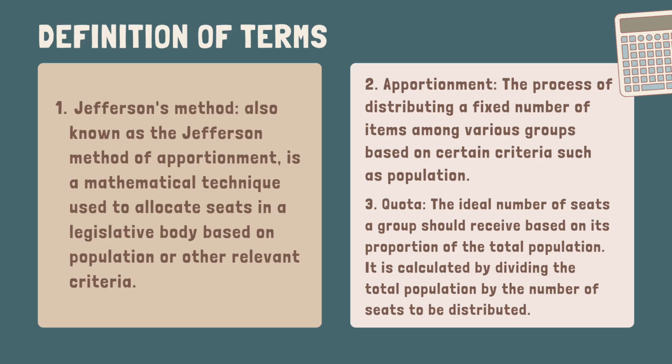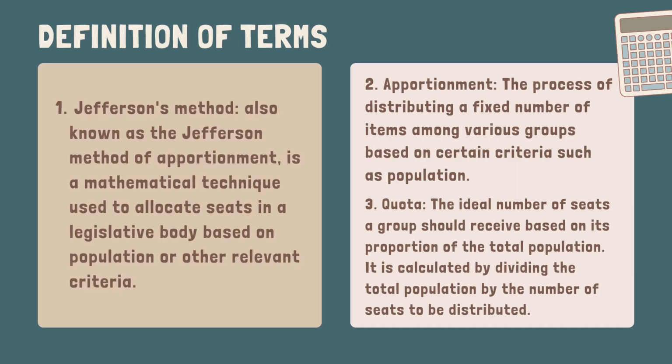Definition of terms. These are the key terms related to Jefferson's method. First, number one, we have Jefferson's method. It is also known as Jefferson's method of apportionment. It is a mathematical technique used to allocate seats in a legislative body based on population or other relevant criteria. It is one of the several methods of apportionment and seeks to distribute a fixed number of seats among different groups fairly.